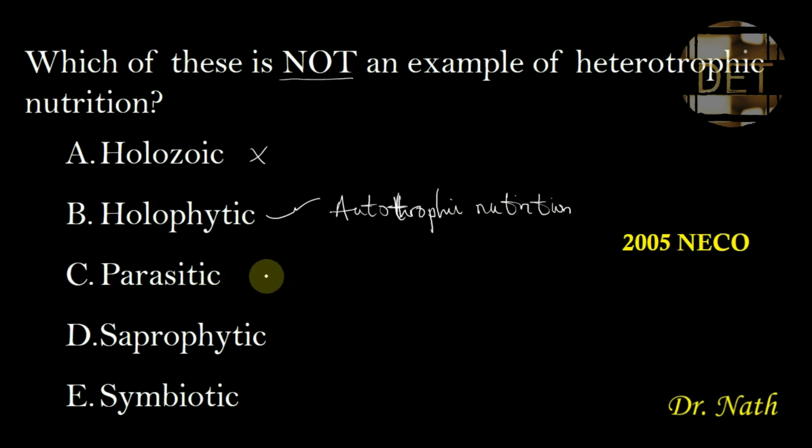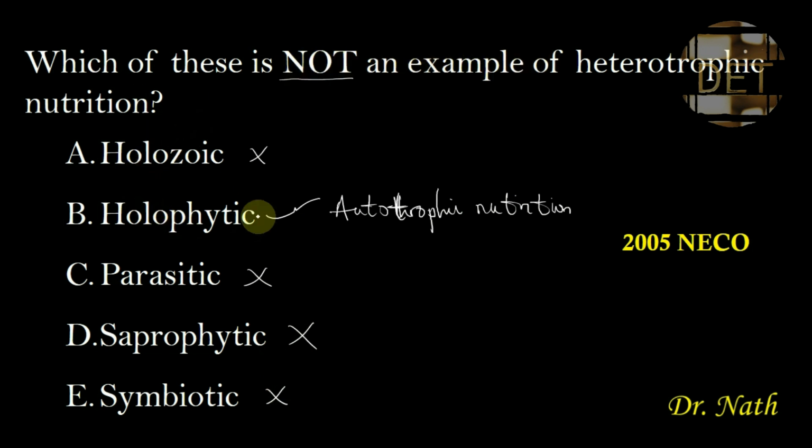Is it parasitic? No. Parasitic nutrition is an example of a heterotrophic nutrition. Is it saprophytic? No. Saprophytic is an example of a heterotrophic nutrition. And is it symbiotic? No. Symbiotic nutrition is an example of a heterotrophic nutrition. So which of these is not an example of a heterotrophic nutrition?